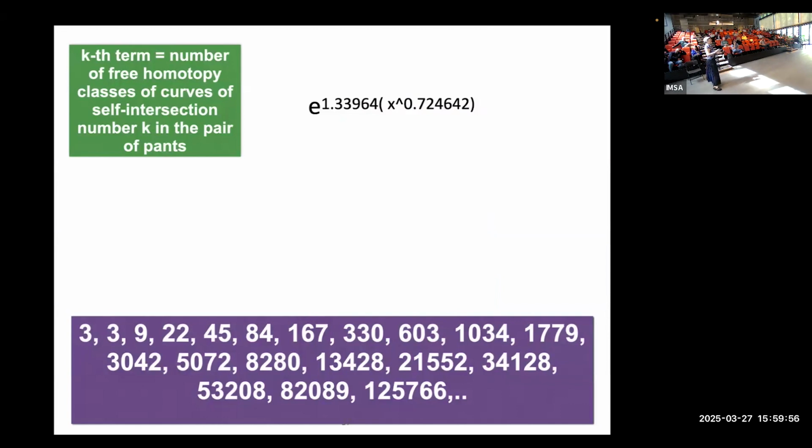And there's another thing, I always show this because I'm very intrigued. One of the special things the pair of pants has as a surface is that it has finitely many free homotopy classes of a given self-intersection. You only have 3 simple curves, you only have 3 curves of self-intersection 1 and 9 curves of self-intersection 2 and so on. So you can count them. That gives you a sequence of integers. I would really like some way of generating the sequence.